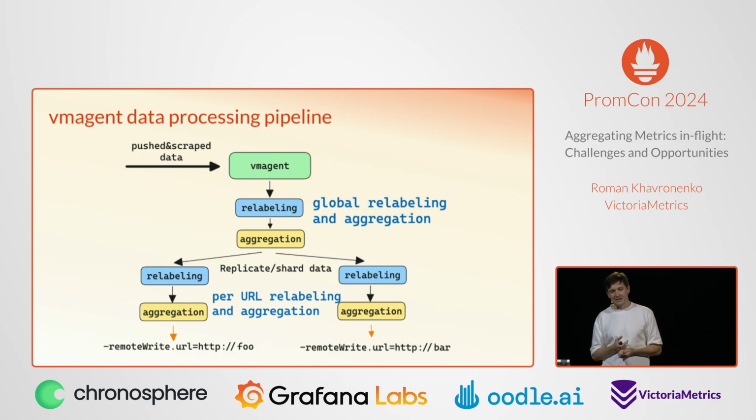What else? VM agent gives you a bit more flexibility on how you control the stream of data, the pipelines. So it has this global ingestion pipeline where you can apply global relabeling rules and global aggregation configs. And then you can configure VM agent to forward data to multiple destinations. So you can specify 2 different URLs, 3 different URLs. And you can say, well, replicate this data across those URLs or shard data across those URLs. And you can specify separate relabeling and stream aggregation per each URL. And it will be applied differently.